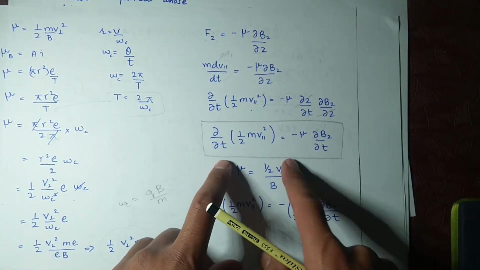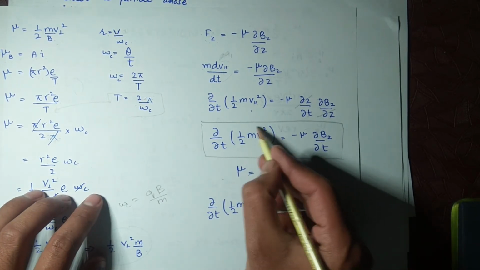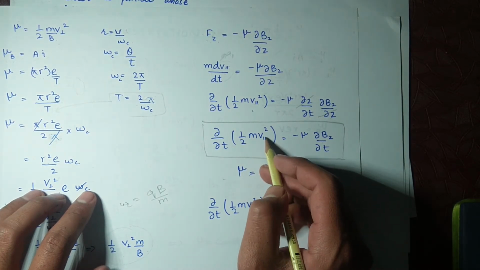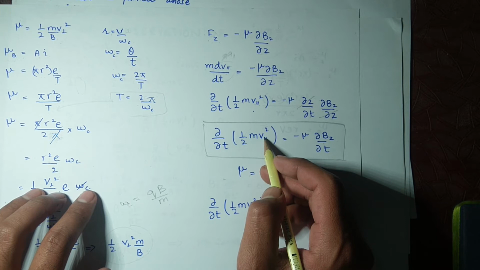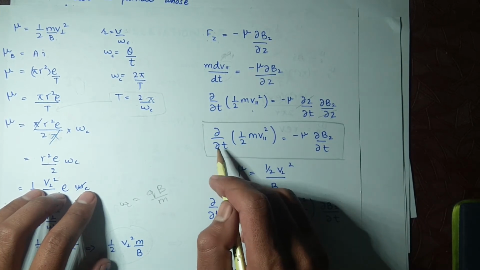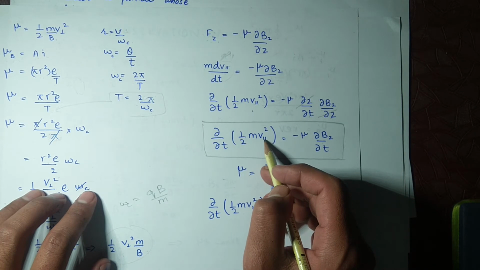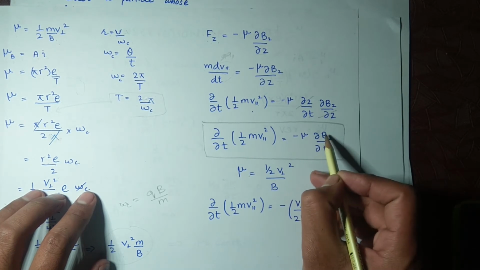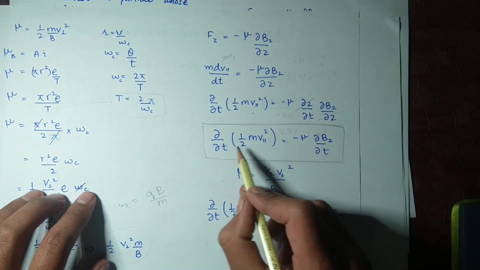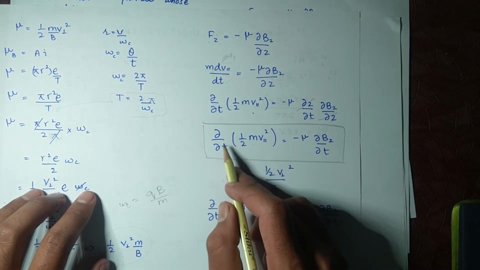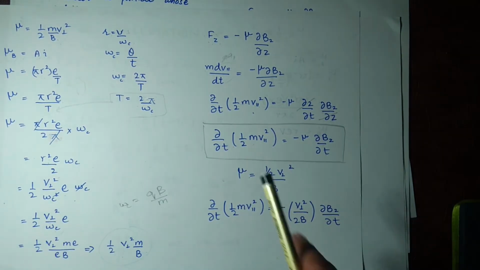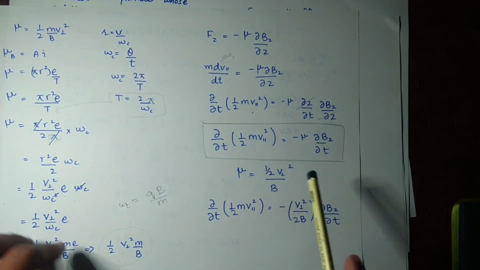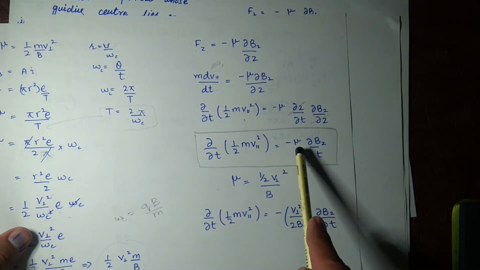If you look closely at this equation, the inside of this is half m v square. What is half m v square? This is the kinetic energy, the parallel component of the kinetic energy. Parallel to what? Parallel to the z-axis. This is the time derivative. This factor mu into partial b of z by partial t is equal to the time derivative of the parallel component of kinetic energy.